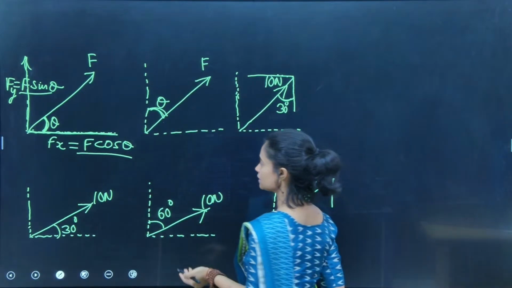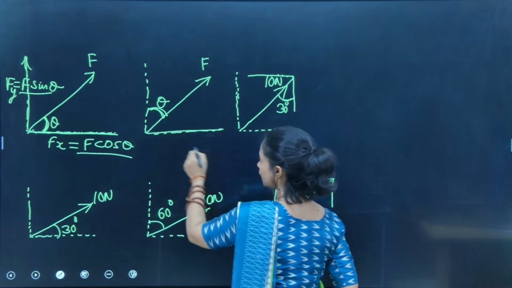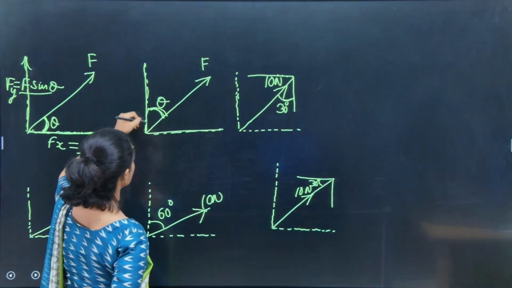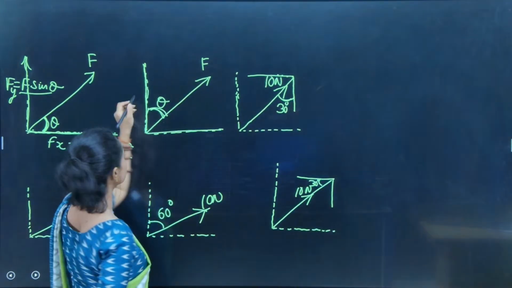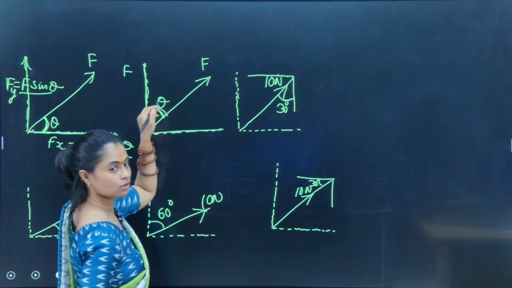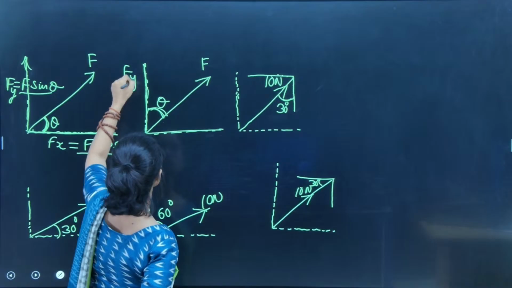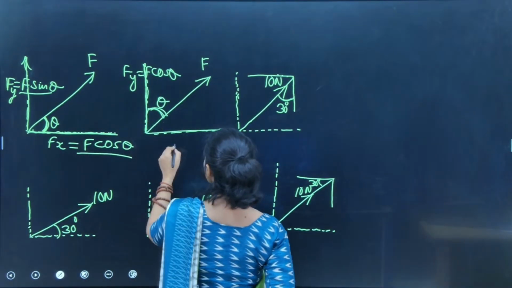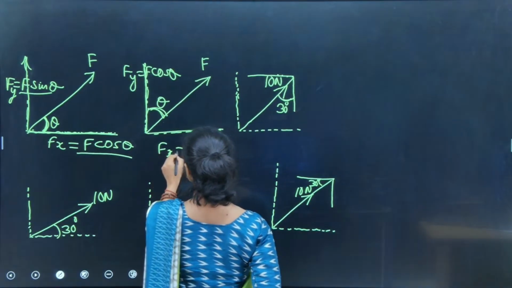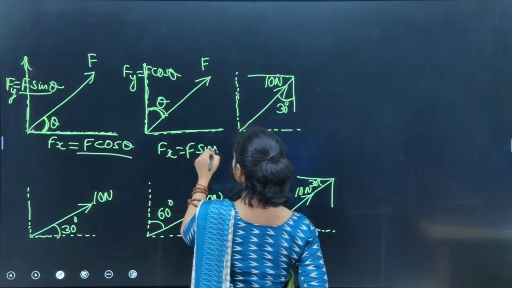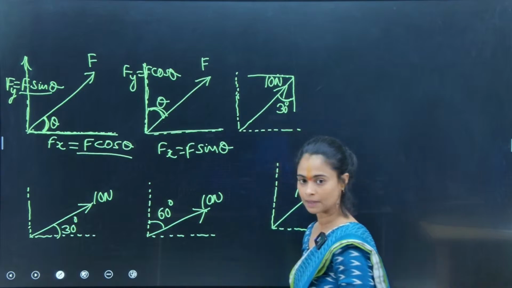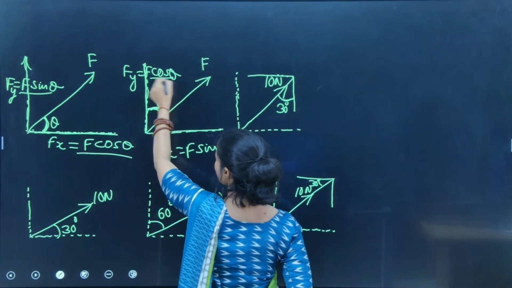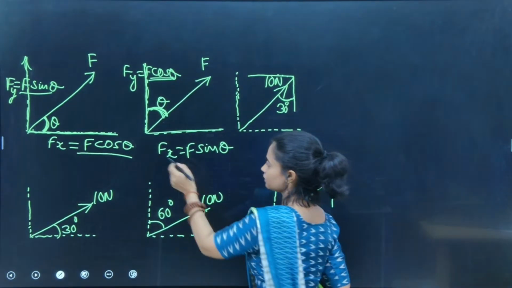Okay, in such a case, I can take the component of the force F. This component will be my cos component. So Fy here would be F cos theta and Fx here would be F sin theta, because where theta is, that component will be the cos component.